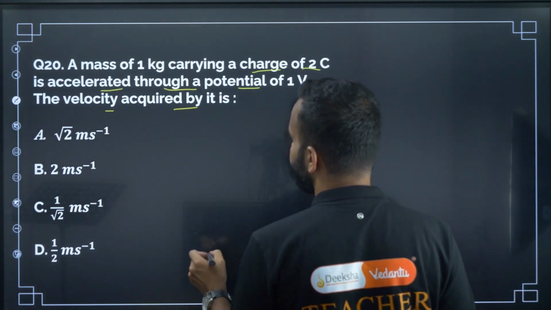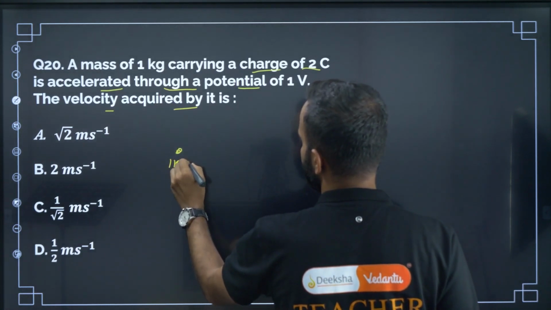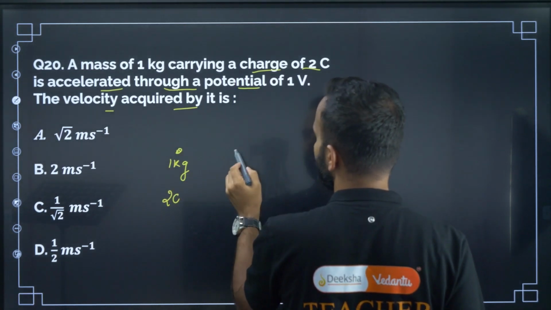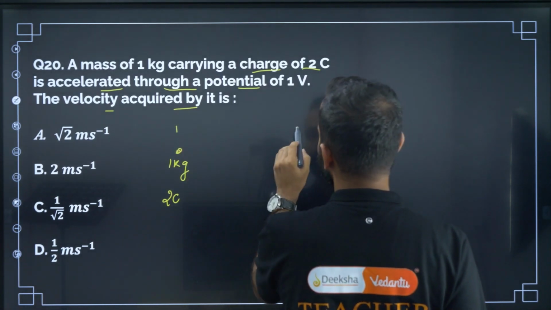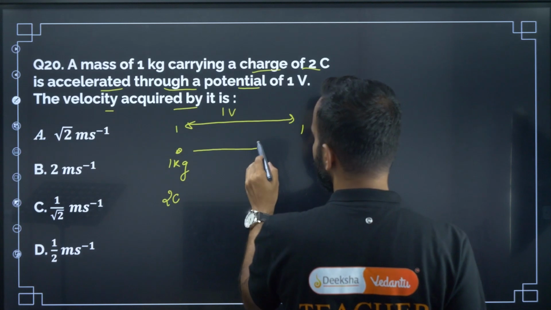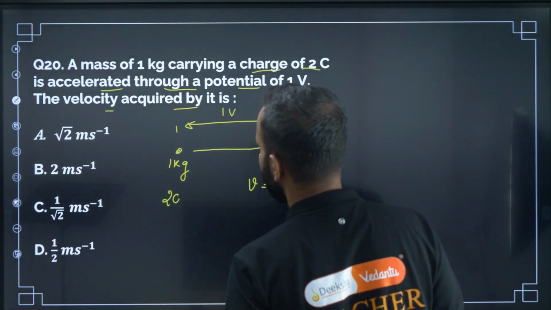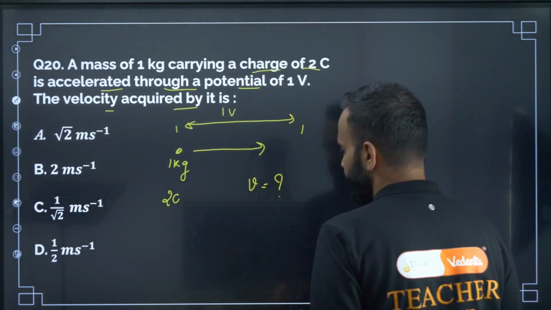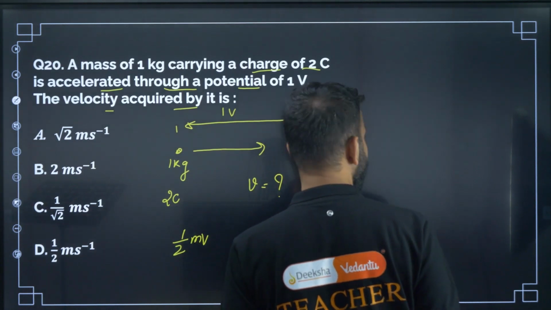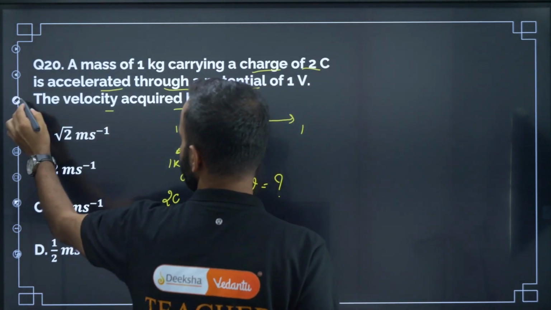So here the 1 kg mass and charge 2 coulomb are accelerated through a potential difference of 1 volt. Now we need to find the velocity acquired by the mass. So now apply the conservation of energy theorem.